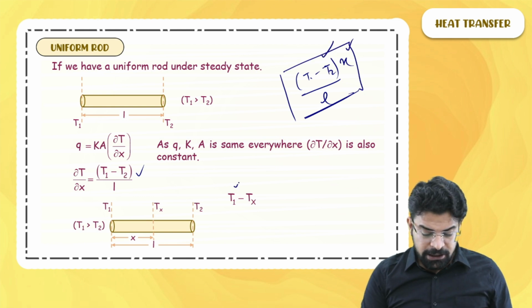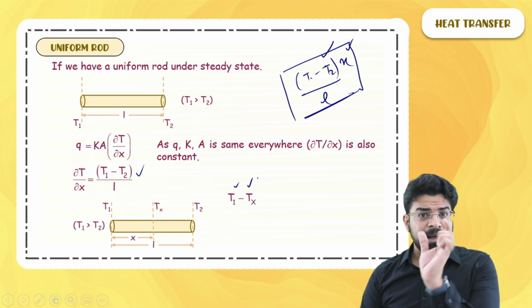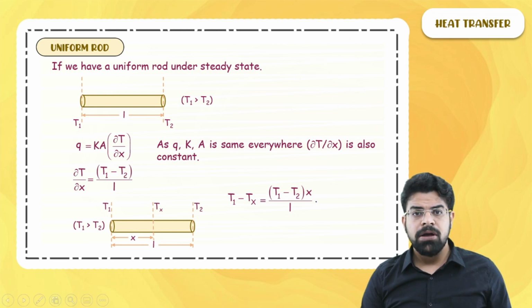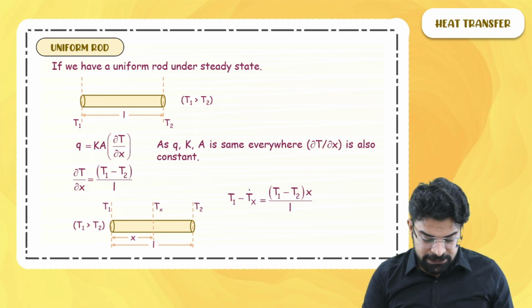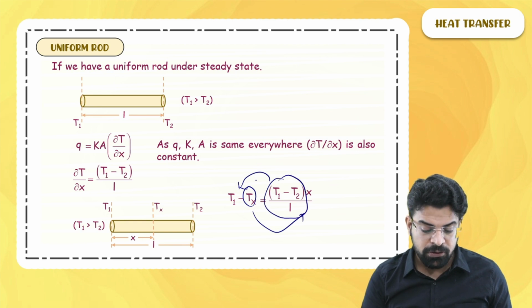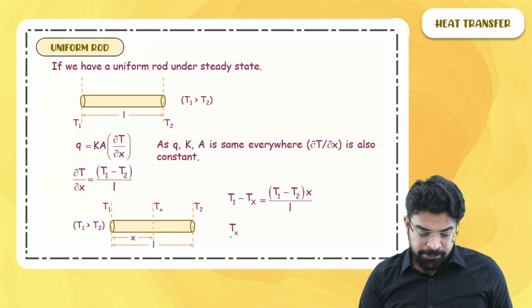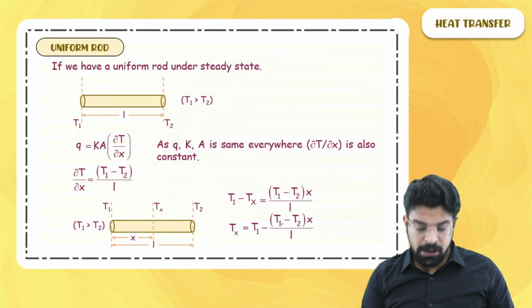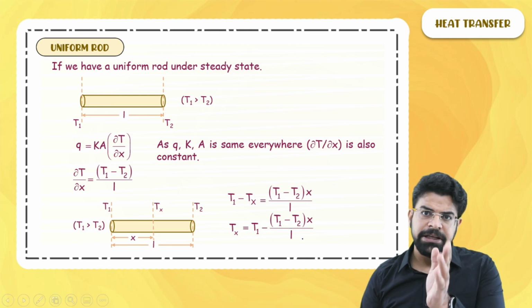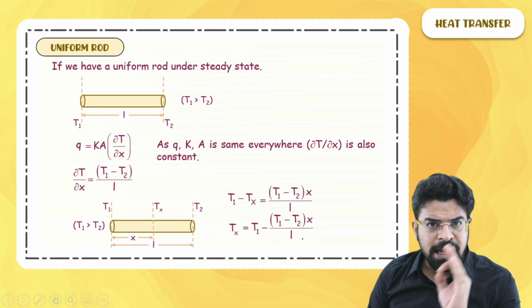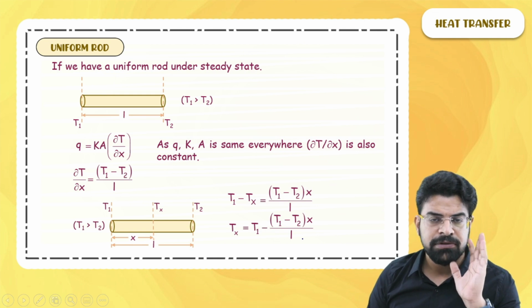So you will say the temperature difference in a length x has to be equal to the temperature gradient (T1 minus T2) by L into x. To find the temperature at distance x, bring this to the right-hand side, and this whole quantity (T1 minus T2) into x by L to the left-hand side. So you will say the temperature at distance x will be nothing but T1 minus (T1 minus T2) into x by L. So this will be the temperature at a distance x from the left-hand end. This is how you find it.